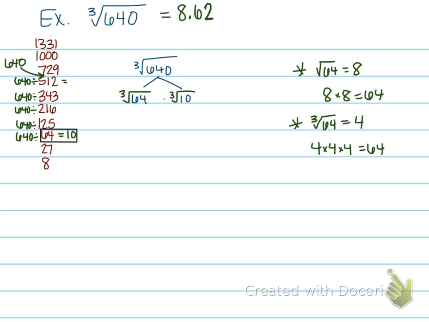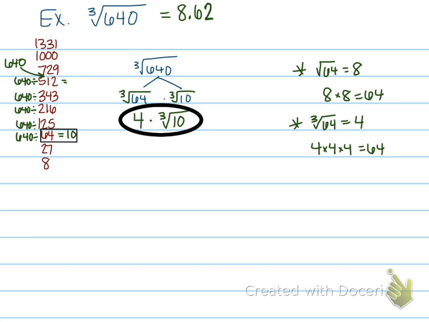Okay, back to my problem. The cube root of 64 we just discovered was 4. Cube root of 10 is not on my list, so I know that just stays as the cube root of 10. This is my final answer.